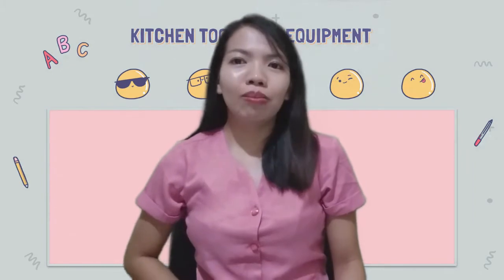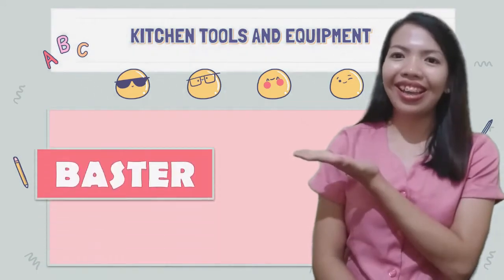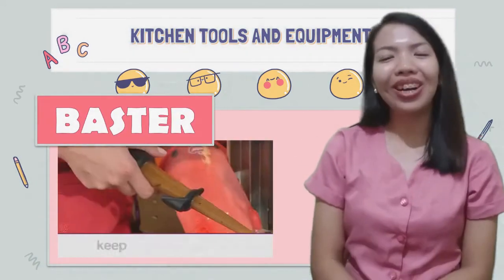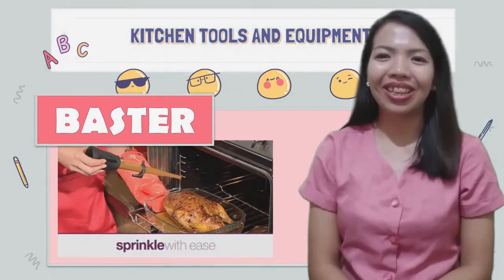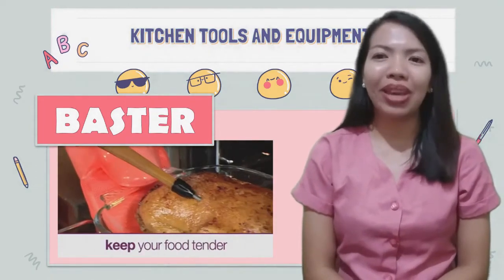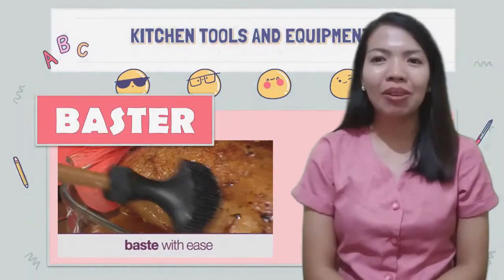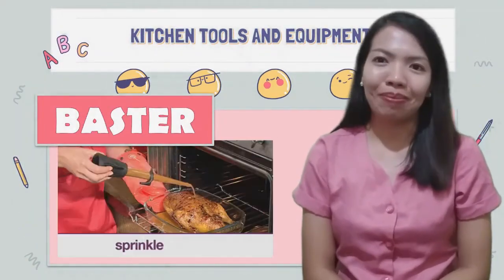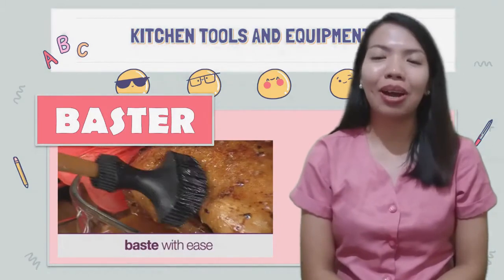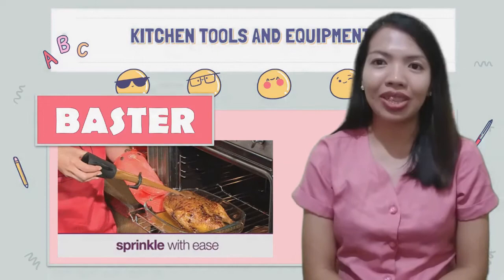Alright, so let's proceed with the list of kitchen tools and equipment. Okay, ta-da! Baster. So what is a baster? Everybody say baster. Okay, so baster is used for returning meat juices through the food item. Okay, so we want our roasted beef or chicken to be juicy, right?